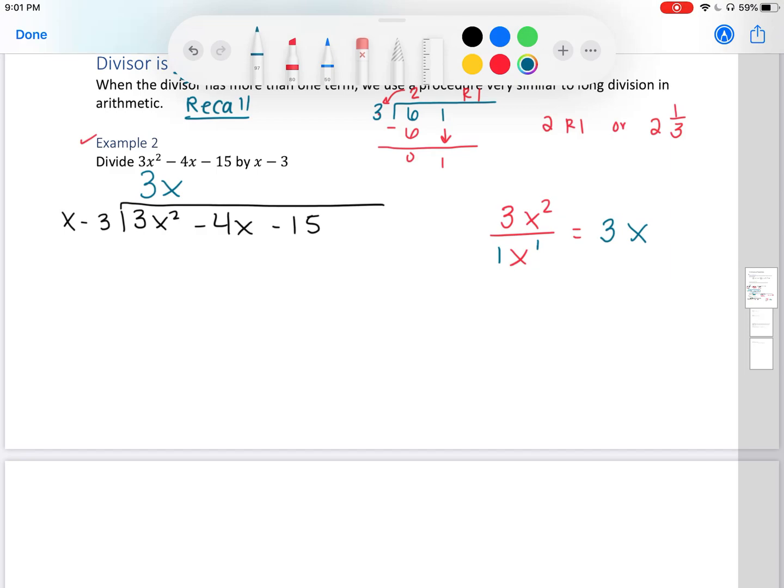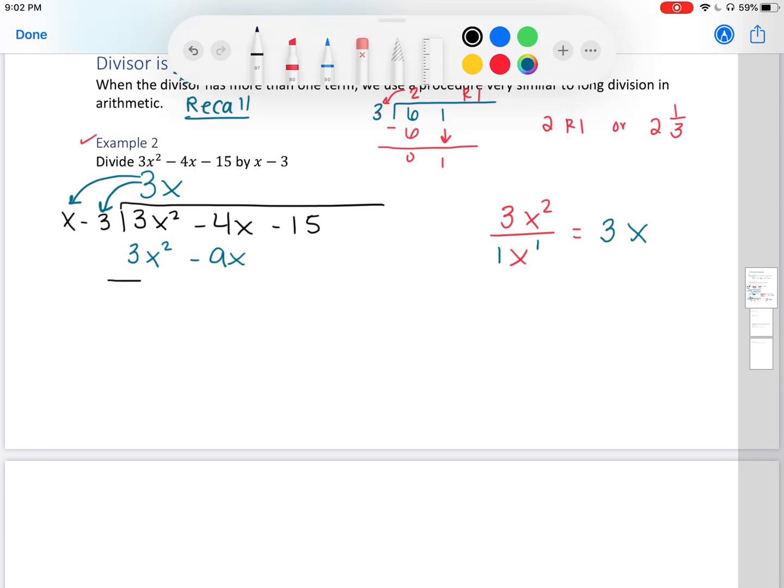And then you repeat the process of multiplying. But instead of multiplying to just one number, you multiply to two terms. So you have 3x times x. That gives you 3x squared. And then 3x times negative 3, negative 9x.